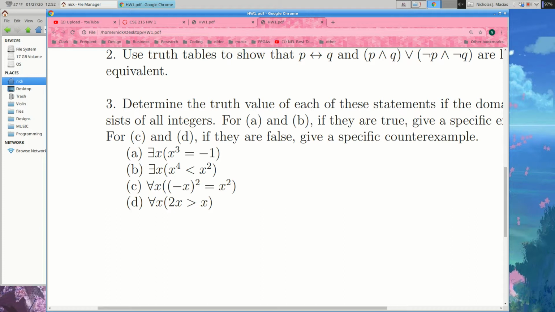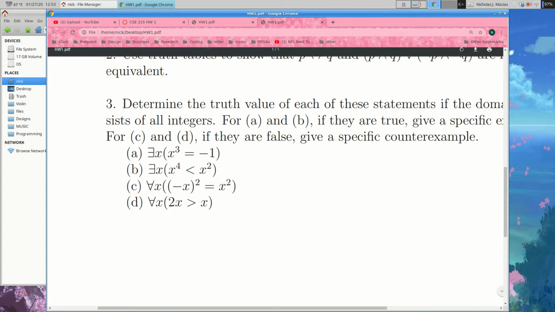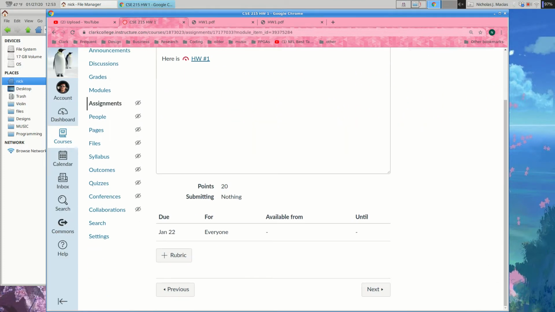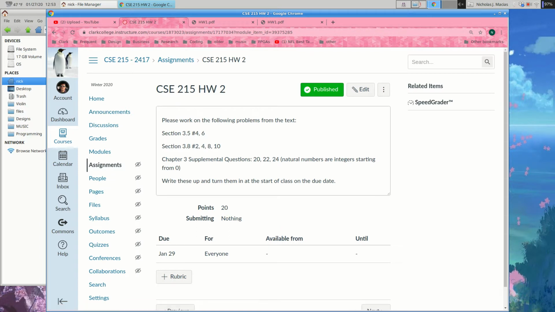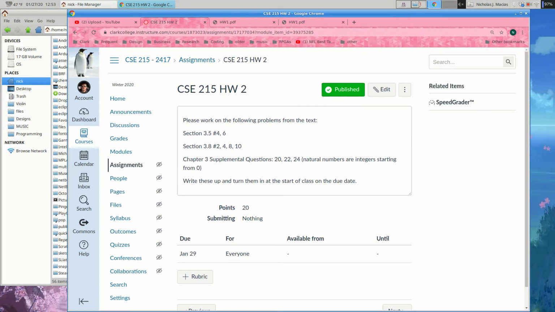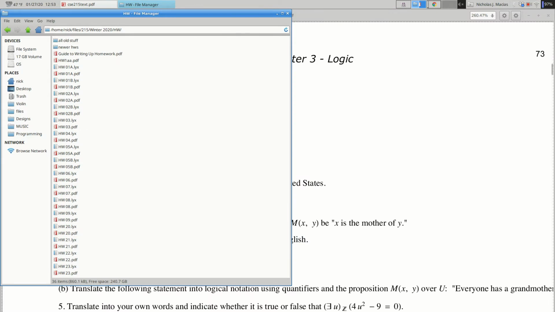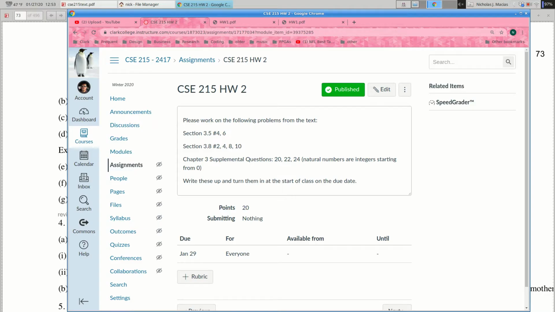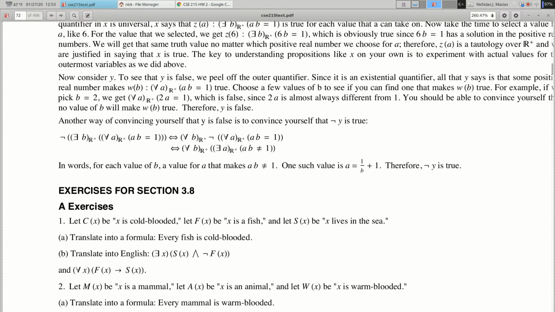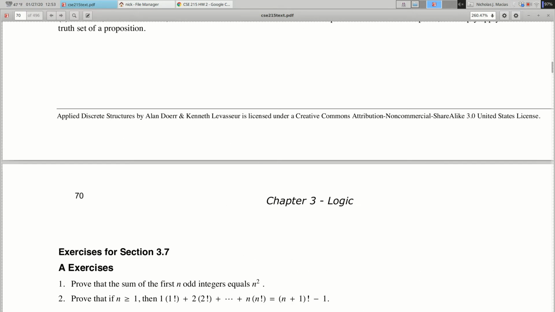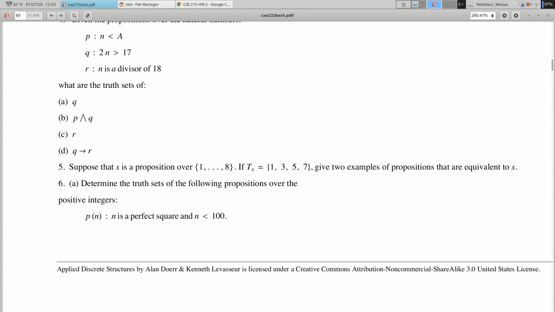Okay, so I think we're good on propositions and propositional logic. Which brings us to homework 2. So, homework 2 questions. There's a batch of questions from 3.5, 3.8, and then some supplemental questions. I posted an announcement to clarify things on these proof questions.